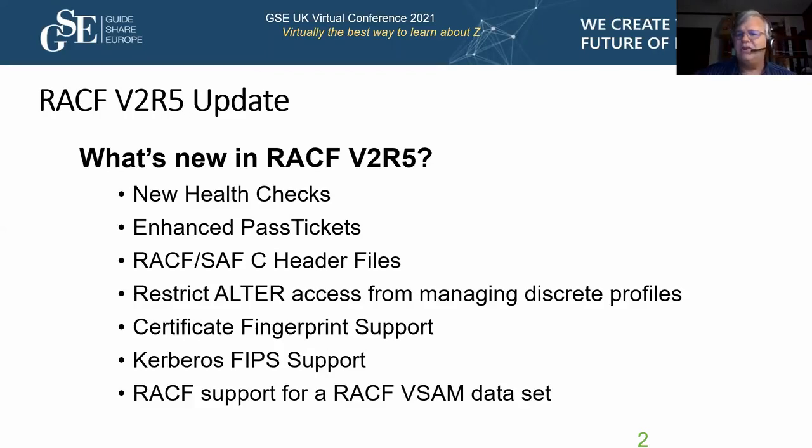Certificate fingerprint support, a way of showing you an indication or a label, if you will, for certificates that's unique to every certificate. We've got some FIPS support in Kerberos, and last we had a statement of direction about the encryption of the RACF database and moving it to a VSAM base to take advantage of pervasive encryption for data sets. We'll talk about that and how you can move to that. It's not there right now, but in V2R5, we do have the ability to use a VSAM data set, and well, let's get to it.